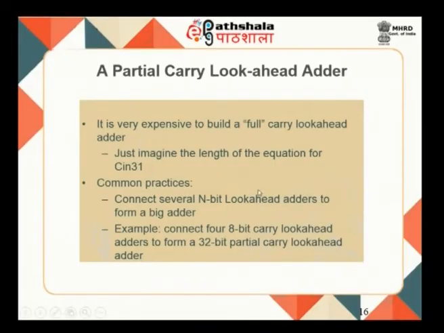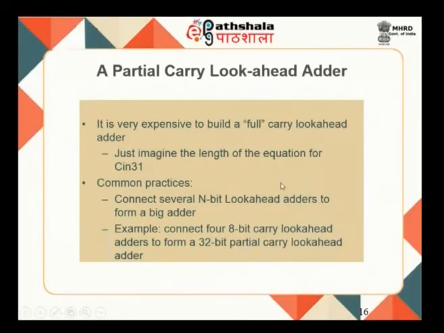But the drawback of your carry look ahead adder is that as the number of stages increases, the number of inputs that go to your AND gates and OR gates becomes very, very large. So, you have fan in and fan out constraints coming into the picture, and it is not practically feasible to implement this circuit. So, we look at what is called a partial carry look ahead adder, which makes the implementation of this circuit practical.